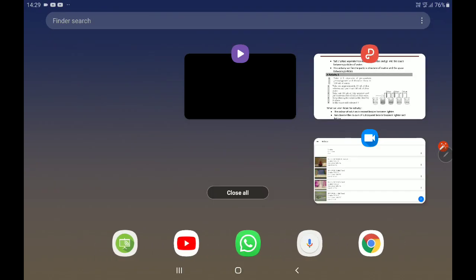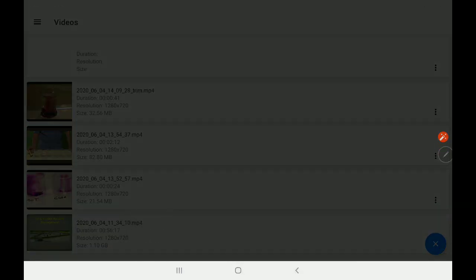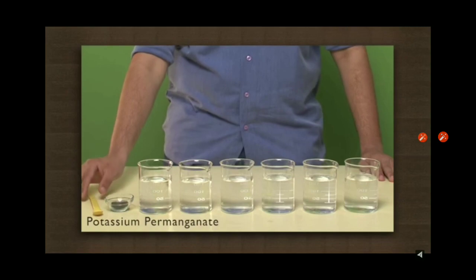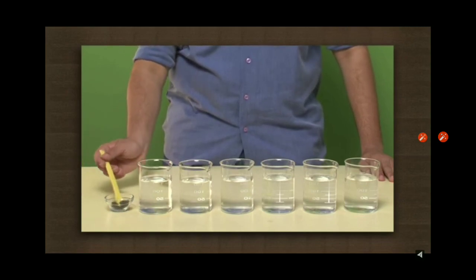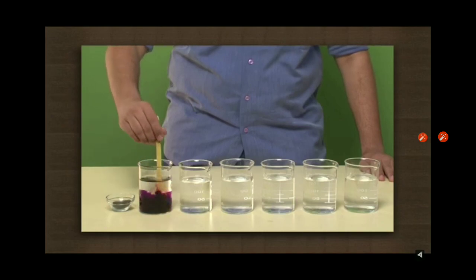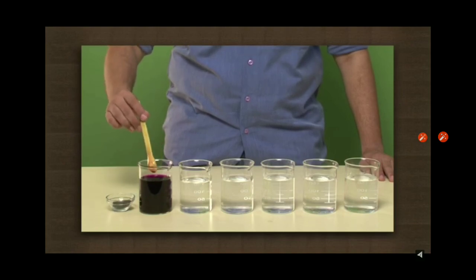Let us check the activity as well. So here is that activity. Matter is composed of small particles, but how small are these particles? Let us try to understand this through an activity. We need some potassium permanganate and 6 glasses filled with water. Add a few crystals of potassium permanganate in the first glass. Stir it well. We can see that potassium permanganate has given color to the water.